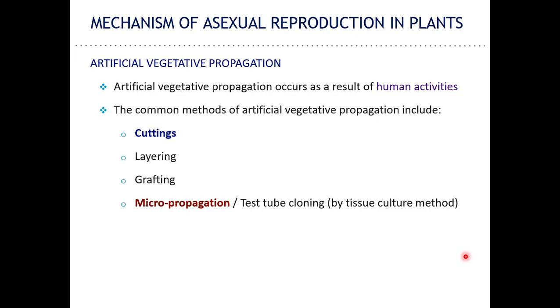Assalamualaikum. In the second part of the lecture, we will continue with the artificial vegetative propagation. Artificial vegetative propagation usually occurs as a result of human activities. There are a couple of common methods of artificial vegetative propagation, which are cuttings, layering, grafting, and also micropropagation, also known as test tube cloning. This is done by tissue culture method, or we call it plant culture.